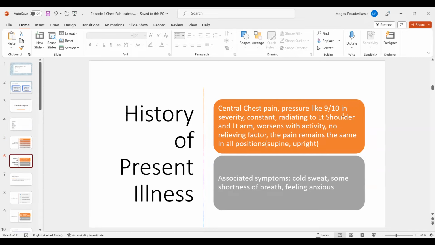Radiating, I told you it's radiating to the left shoulder, left arm. Worsens with activity in the past at least. No relieving factor, I told you. Nobody asked me about relieving factors, right? I just volunteered that information when I talked about the angina-like symptoms in the past. And the pain remains the same in all positions. Somebody should have asked that question. Associated symptoms, cold sweats, I have told you, you asked about it, some shortness of breath.